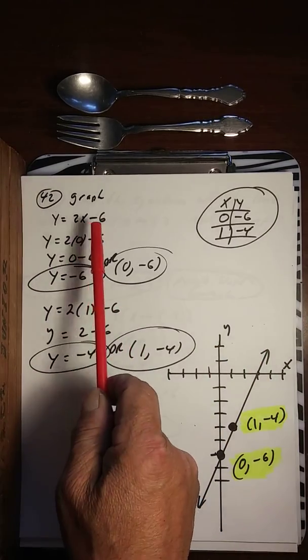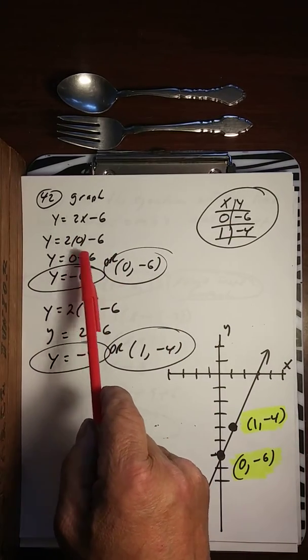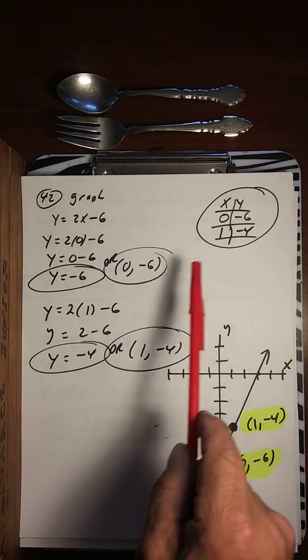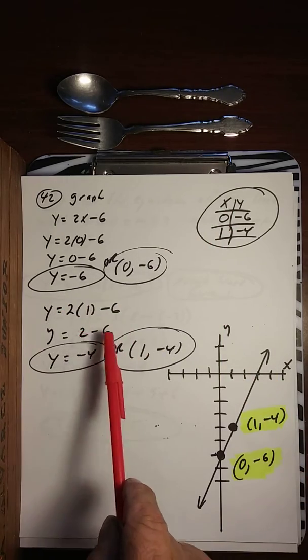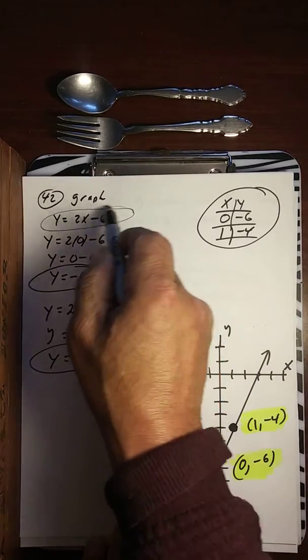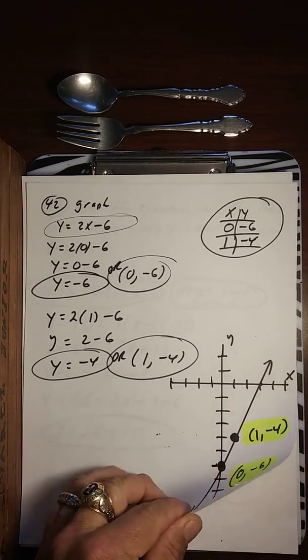Graph y equals 2x minus 6. Well, just put some numbers in there. Put a 0 in there. 2 times 0 is 0, minus 6, is -6. So (0, -6) is a point. And for the other one, put a 1 in there. 2 times 1 is 2. 2 minus 6 is -4. So we have 2 points for this formula right here. Put them on the graph: (0, -6) right there, and the other one is (1, -4) right there. Connect the dots with the points.